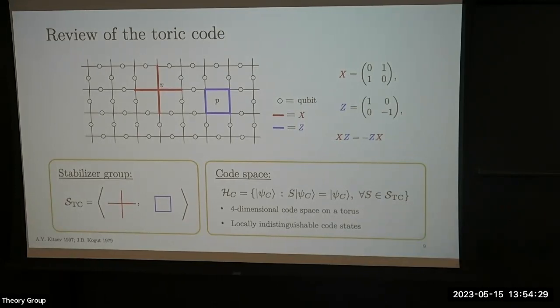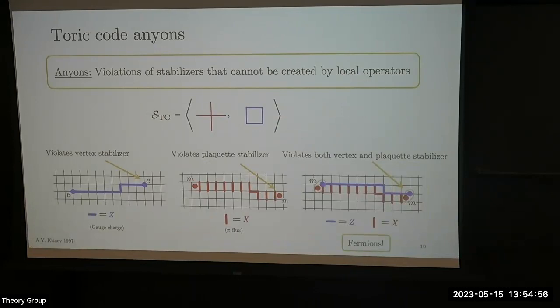Now, beyond being a stabilizer code defined in terms of a stabilizer group, the toric code is also an example of a topological quantum error correcting code. This means that its properties are characterized by the same data that characterizes a topological order. In particular, the toric code is characterized by a set of anyons. In this context, anyons are violations of stabilizers that can't be created or destroyed by local operators. There are three non-trivial types of anyons in the toric code.